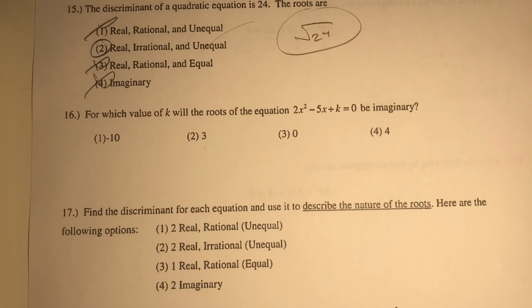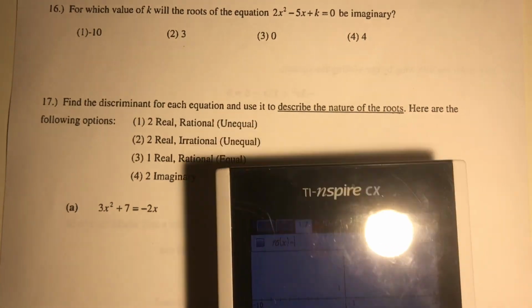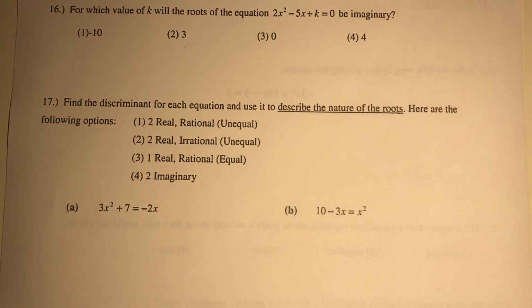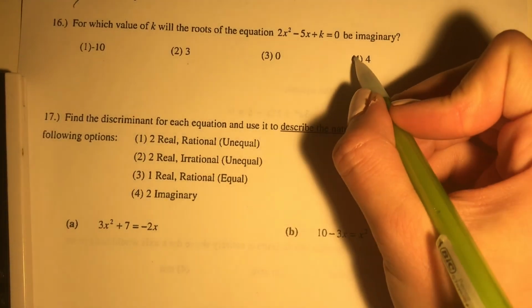Number 16, for which value of k will the roots of the equation 2x squared minus 5x plus k equals 0 be imaginary? Okay, this is pretty simple. All we have to do is plug this into our calculator. If it is above the x-axis, then we know the roots are going to be imaginary. So we're going to plug and chug this in our calculators: 2x squared minus 5x plus 4. We're going to start off with 4. Oh, I see it. Bada bing, bada boom. It's above the x-axis. We're just going to circle that.